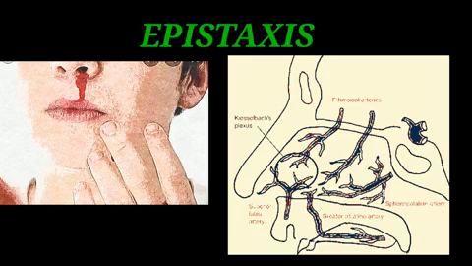Epistaxis or nosebleed is a relatively common condition. It may result from trauma or infections, or in hypertension also. In children, epistaxis may occur due to nose picking. Nose bleeding commonly occurs in the anterior third of the nasal cavity, that is the Kieselbach's plexus or Little's area, because of the high vascularity.